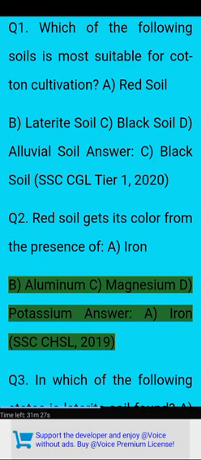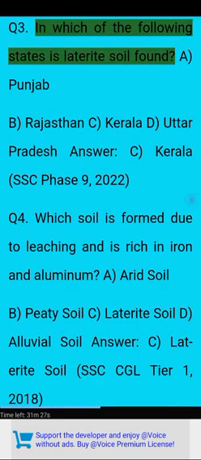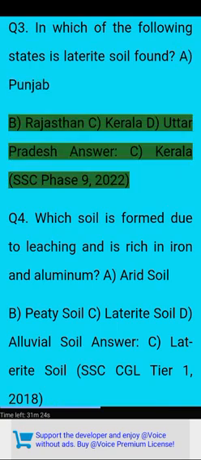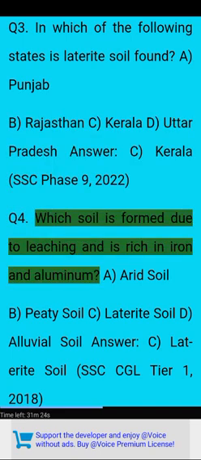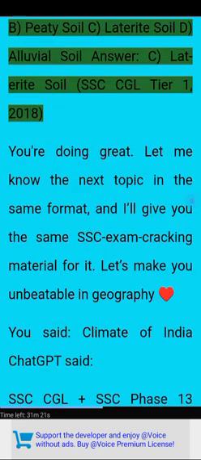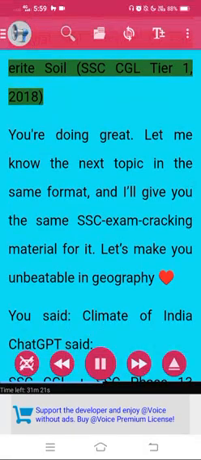SSC CHSL, 2019. Q3. In which of the following states is laterite soil found? A. Punjab. B. Rajasthan. C. Kerala. D. Uttar Pradesh. Answer: C. Kerala. SSC Phase 9, 2022. Q4. Which soil is formed due to leaching and is rich in iron and aluminum? A. Arid soil. B. Peaty soil. C. Laterite soil. D. Alluvial soil. Answer: C. Laterite soil. SSC CGL Tier 1, 20.